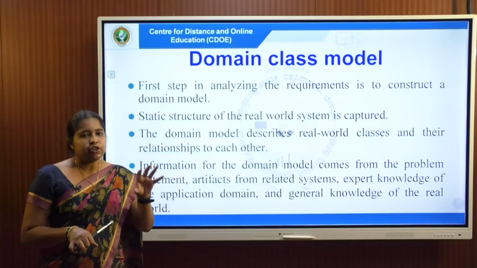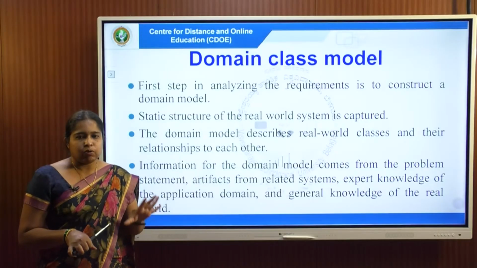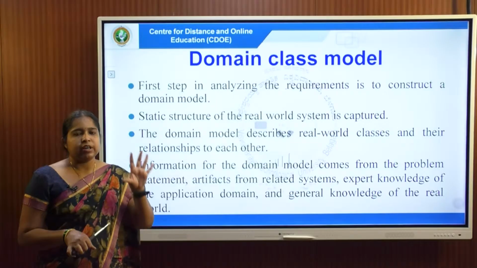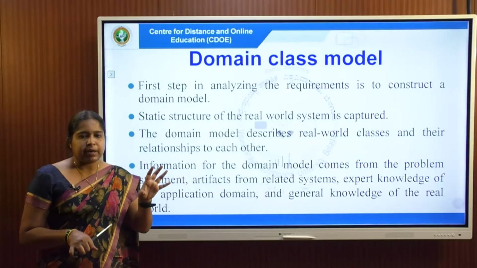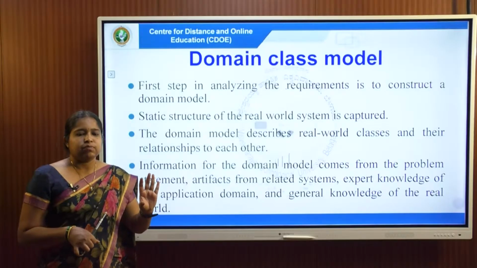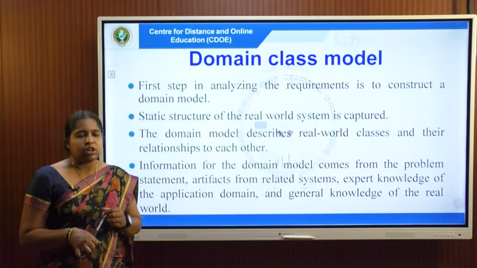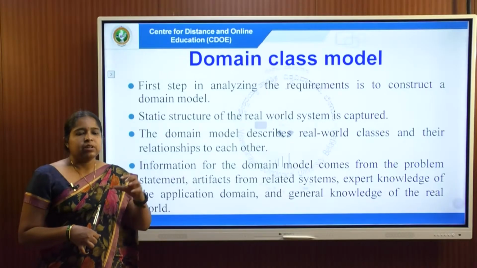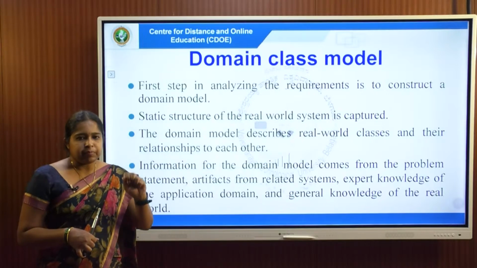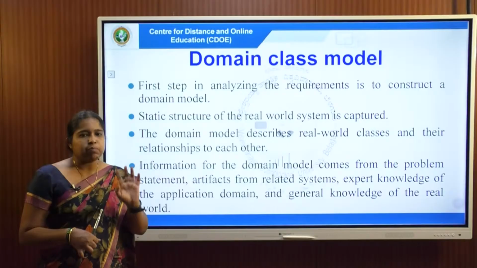From this information you are going to identify classes and then the relationships among them. Okay, what are we doing now? We are analyzing a class model: how to build a class model, and identify classes from a problem statement and also from artifacts of related systems, expert knowledge, or general knowledge of real-world objects and real-world systems. Once you collect all this information, please identify the classes and their relationships with each other.